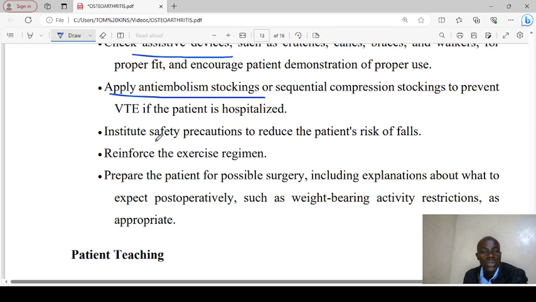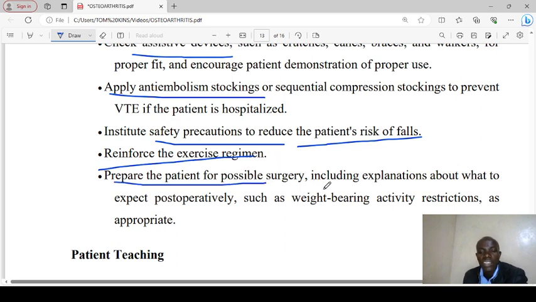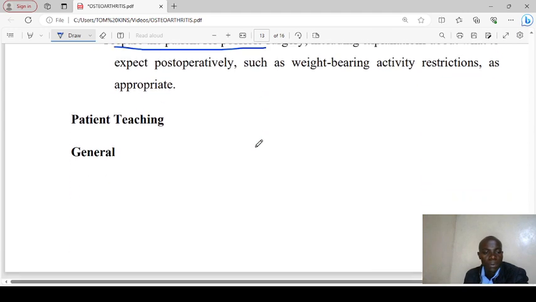Remember to institute safety precautions to reduce the patient's risk of falls. Okay, reinforce the treatment regimen and then prepare the patient for possible surgery, including explanation about what to expect postoperatively, such as weight bearing activity restriction as appropriate.